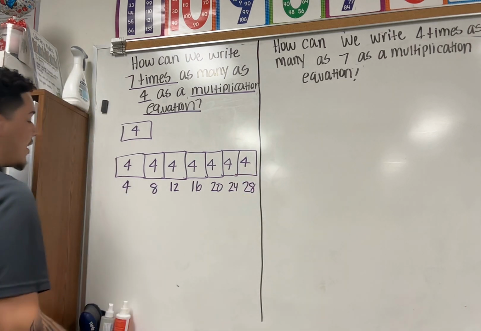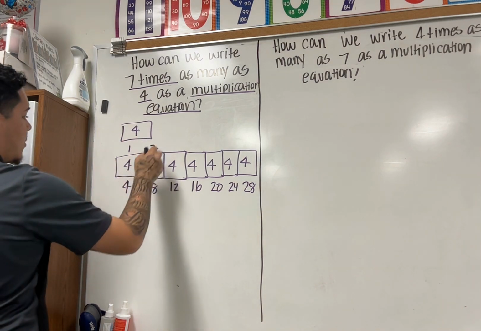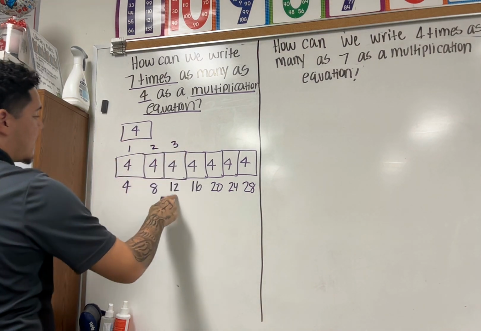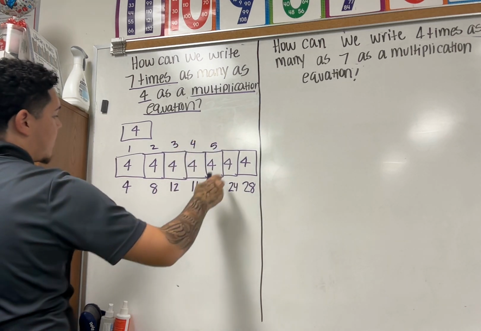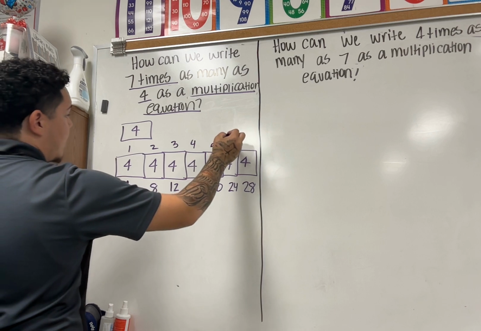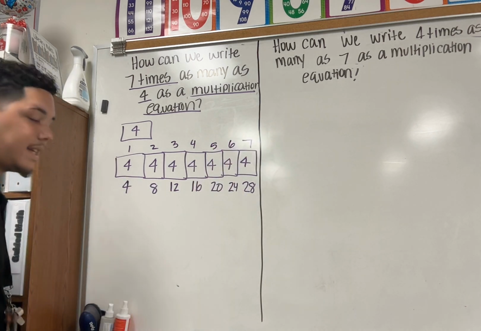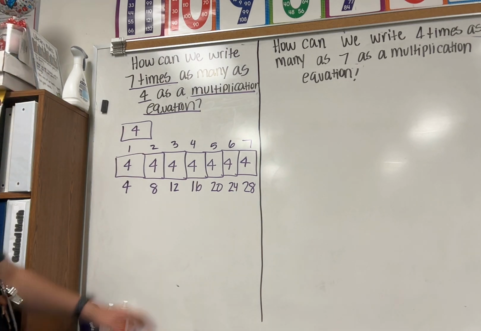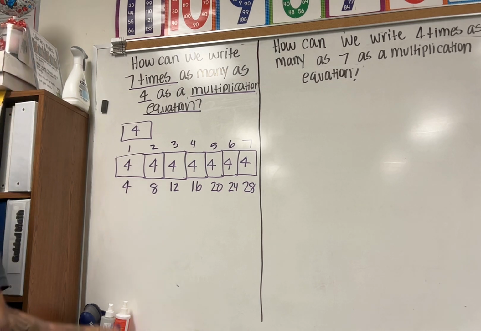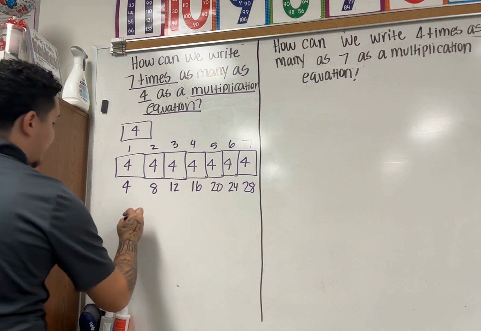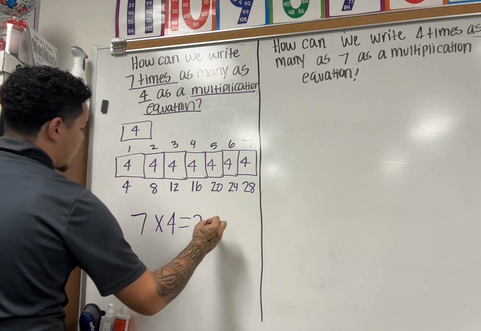All right. And I know this, I'm literally multiplying: 1 times 4 is 4. 2 times 4 is 8. 3 times 4 is 12. 4 times 4 is 16. 5 times 4 is 20. 6 times 4 is 24. And 7 times 4 is 28. So with this being said, what will my multiplication equation be? All right. So here, this is 7 times 4 equals 28.